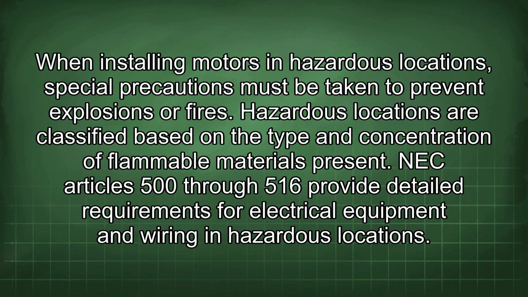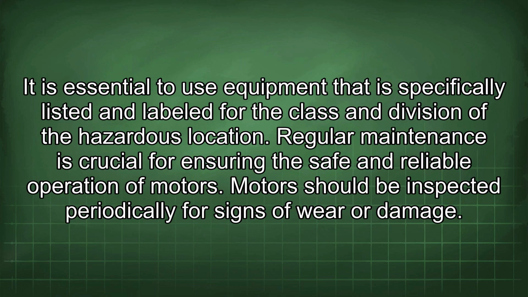When installing motors in hazardous locations, special precautions must be taken to prevent explosions or fires. Hazardous locations are classified based on the type and concentration of flammable materials present. NEC Articles 500 through 516 provide detailed requirements for electrical equipment and wiring in hazardous locations. It is essential to use equipment that is specifically listed and labeled for the class and division of the hazardous location.